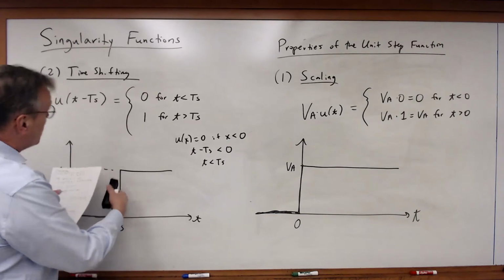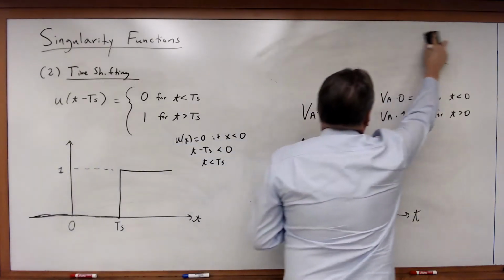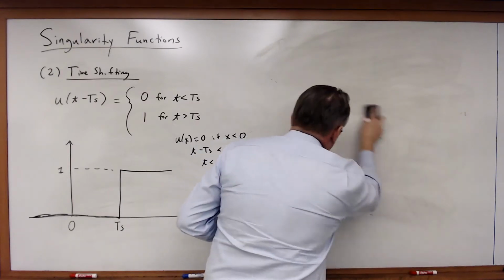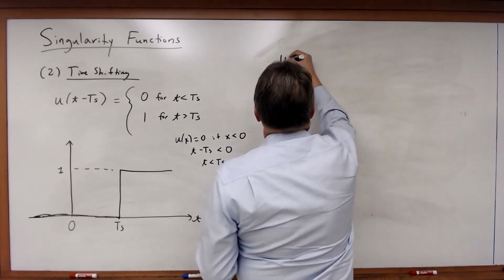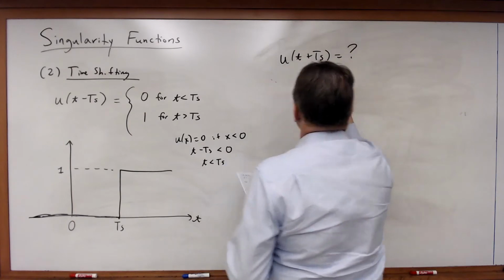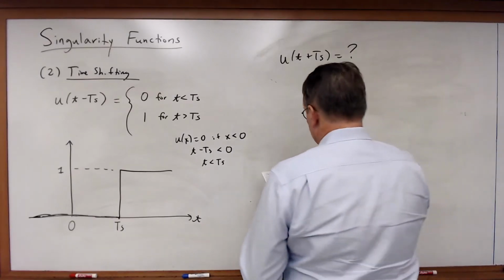Now, of course, I've got this as t minus t sub s. What if I did this? What is u of t plus t sub s? What would that be equal to? Well, in this case, we would shift in the opposite direction.